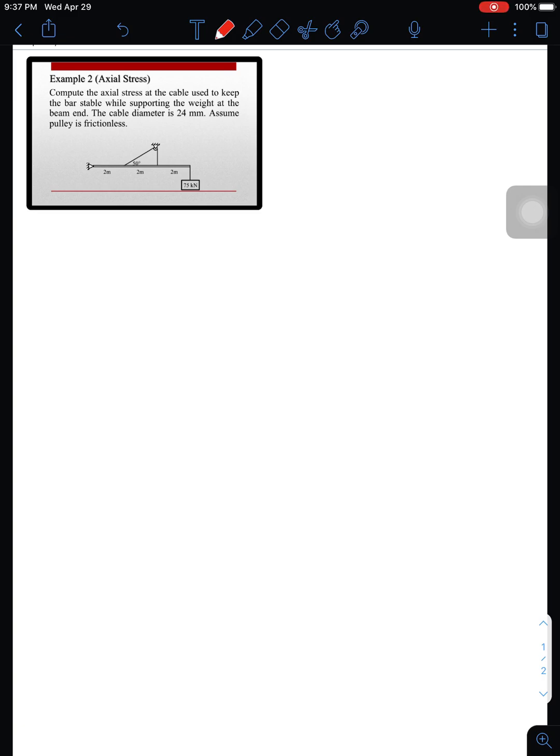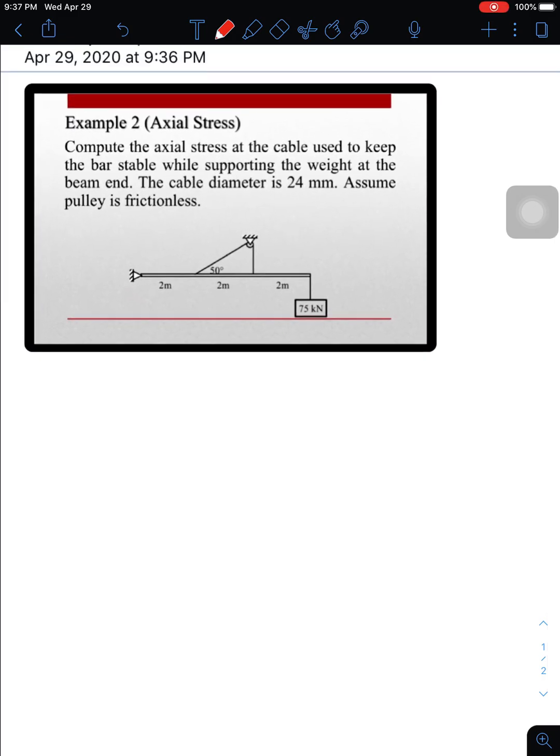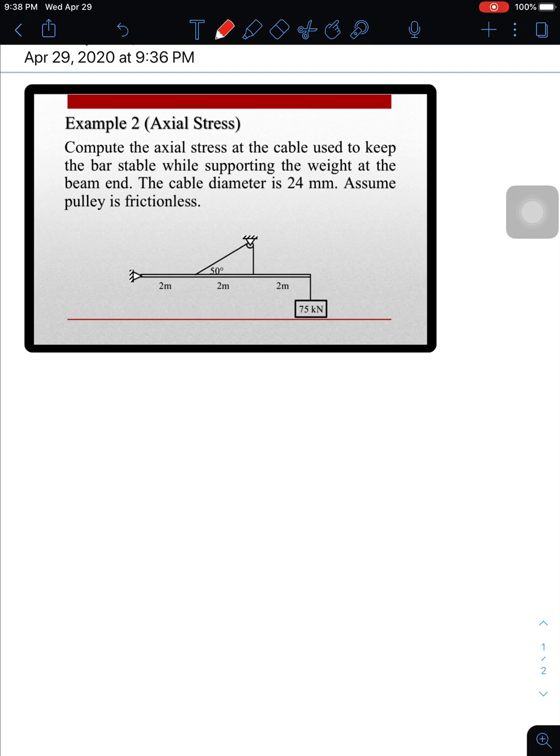So, example number 2. Let's read. Compute the axial stress at the cable used to keep the bar stable while supporting the weight at the end beam. The cable diameter is 24 millimeters. Assume the pulley is frictionless. So in this type of problem, we're going to proceed with the statics principle, or the statics of rigid bodies.